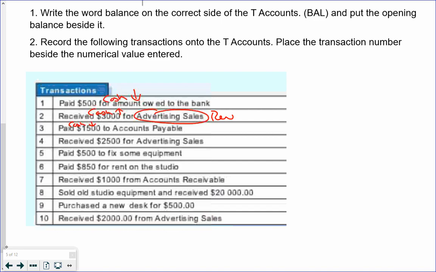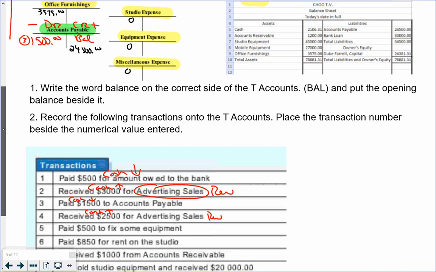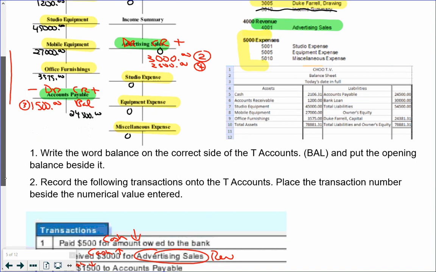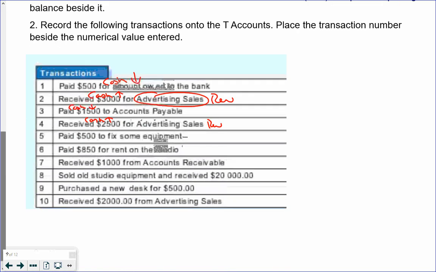Received $2,500 from advertising sales. Again, this is your revenue. So cash is going up. So cash is going to go up 2,500. And revenue, so debit cash, so credit revenue 2,500. Is this making sense? You get better at this the more you do them, just like most things in math.